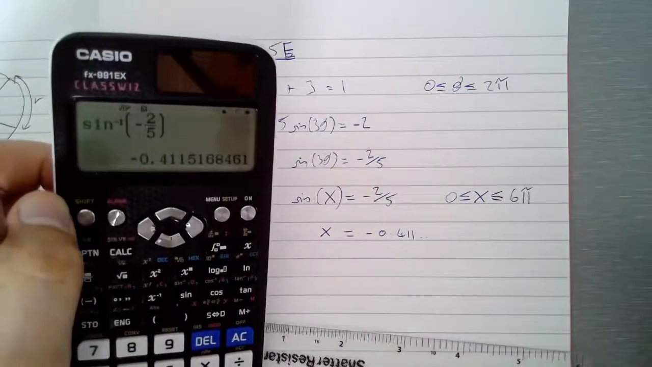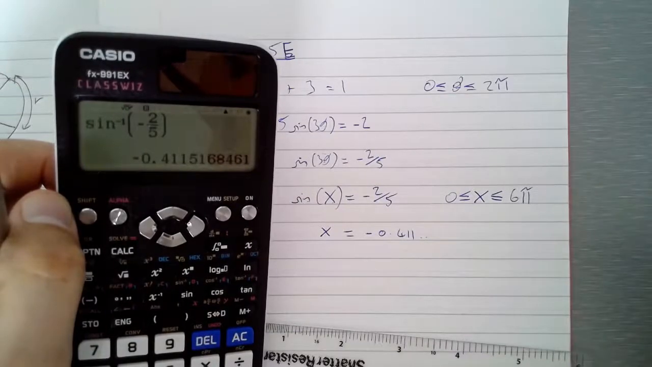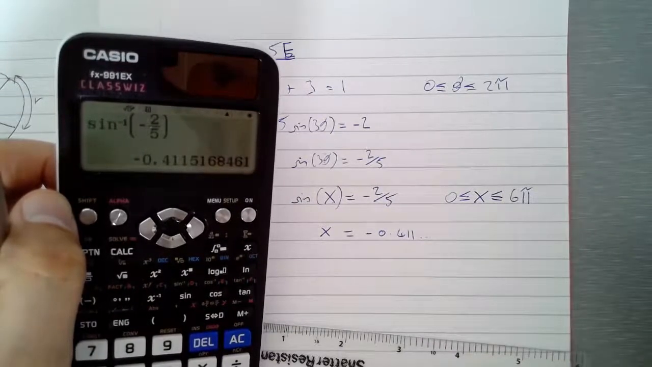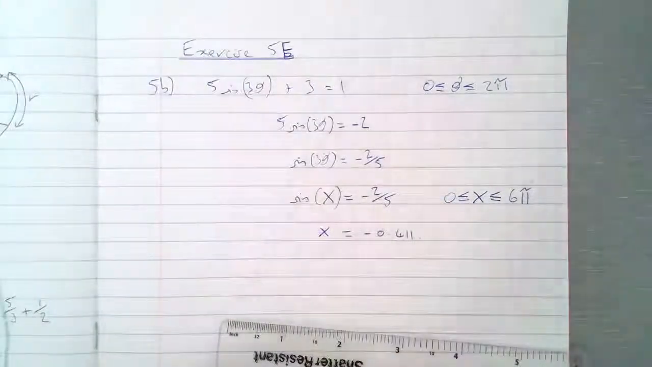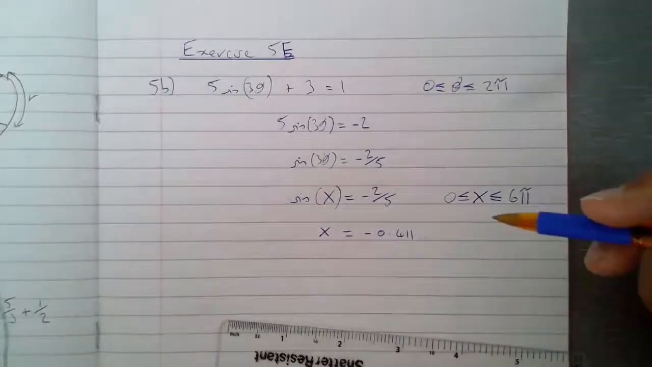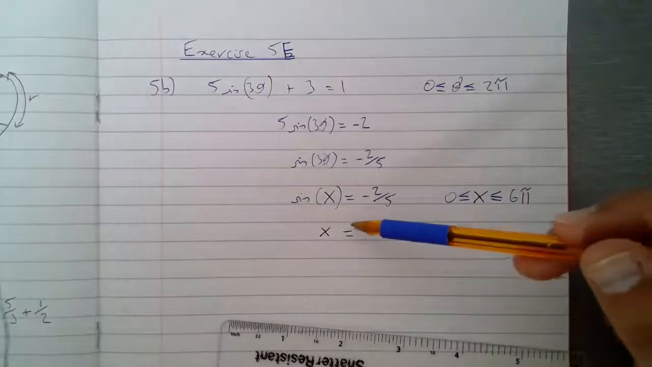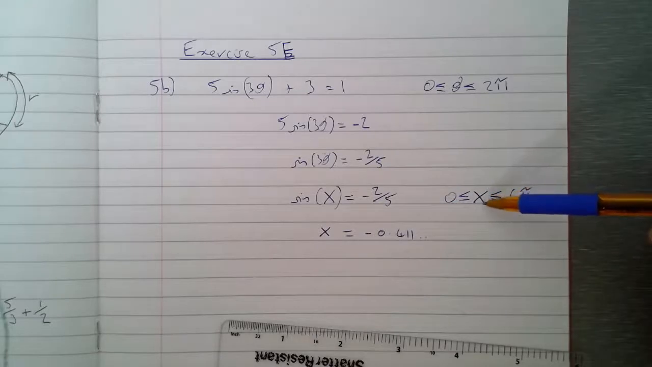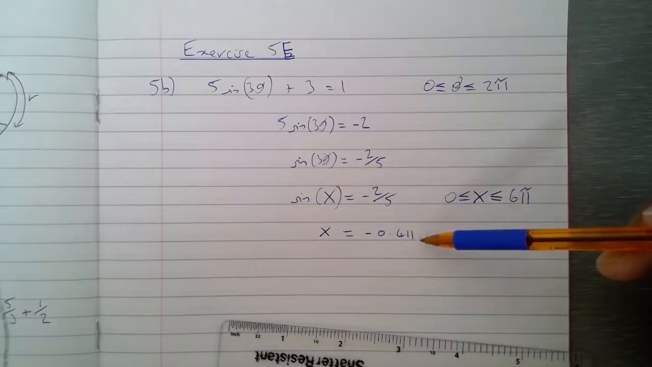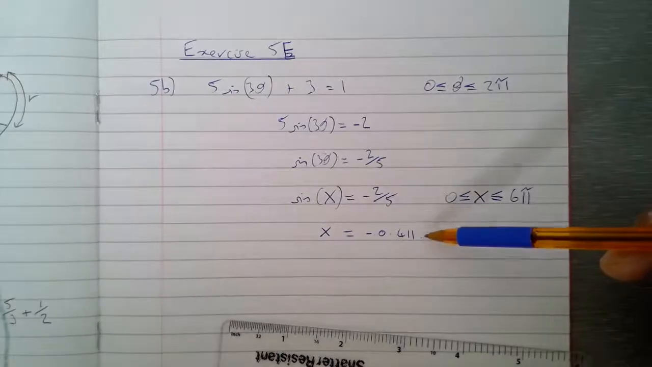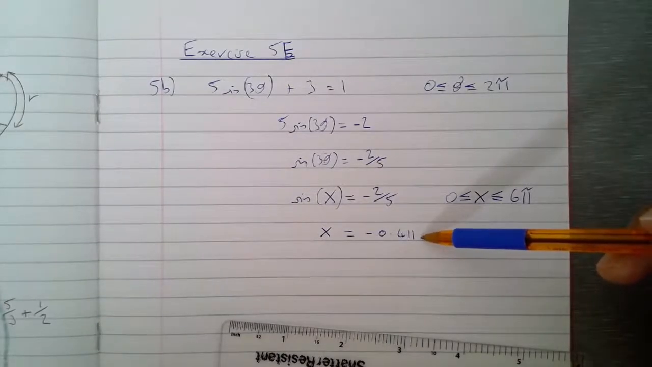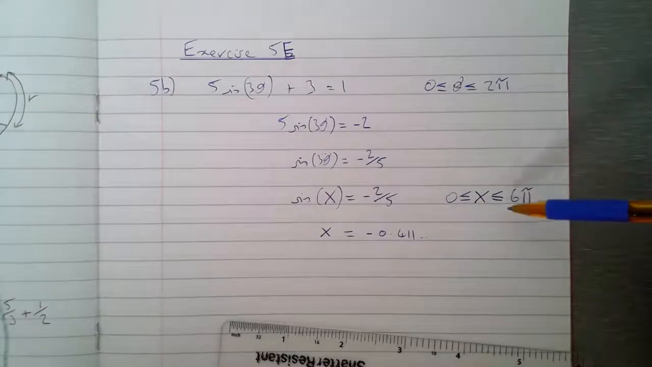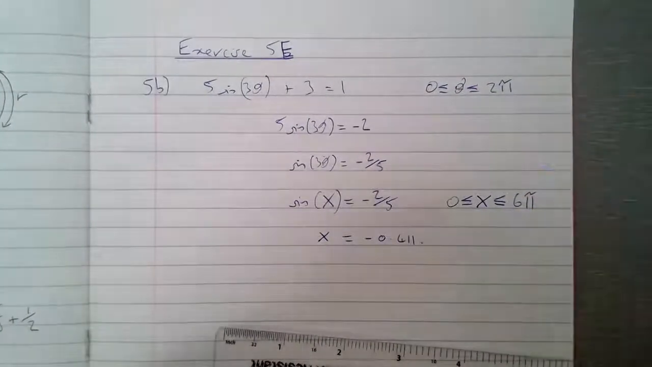Okay, so there's a few things to note straight away. Excuse me. The first thing to note is that this principal value is not within the range of x. x is allowed to go between 0 and 6 pi, and this is outside it. So in our final solution, we're not going to include this value. However, we are going to use this value to find out what other values of x will be in this range.